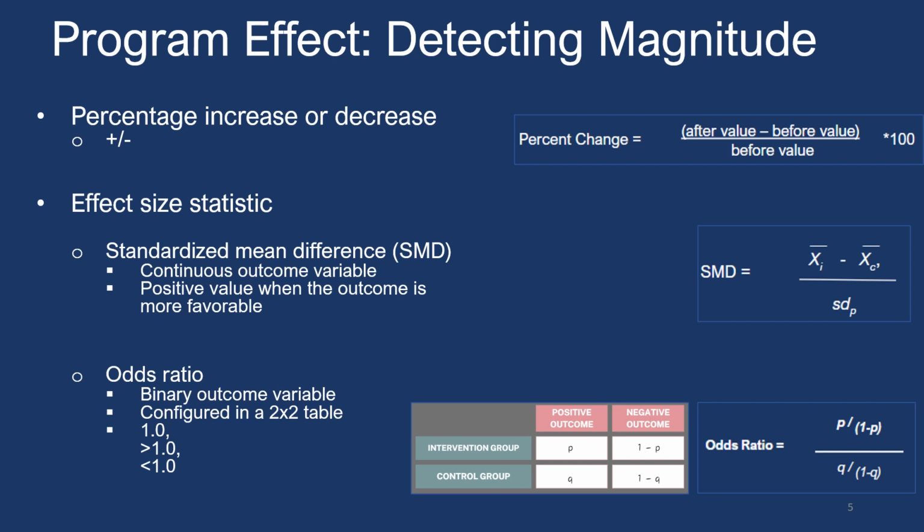And finally, P over 1 minus P represents the odds of a positive outcome for an individual in the intervention group, and Q over 1 minus Q represents the odds of a positive outcome for an individual in the control group.